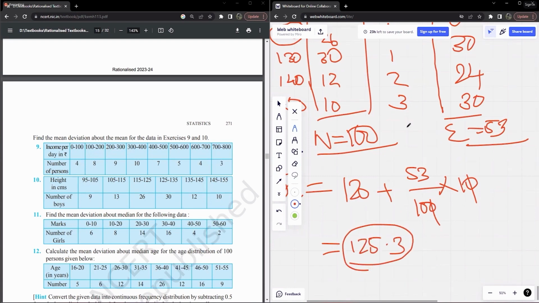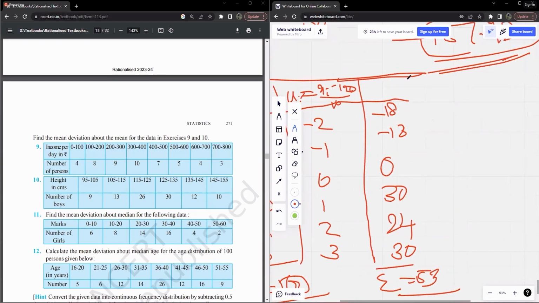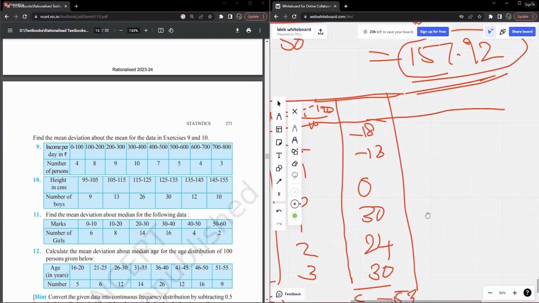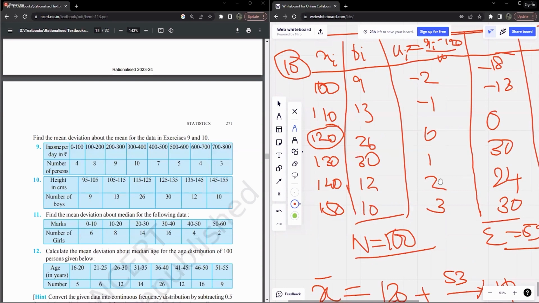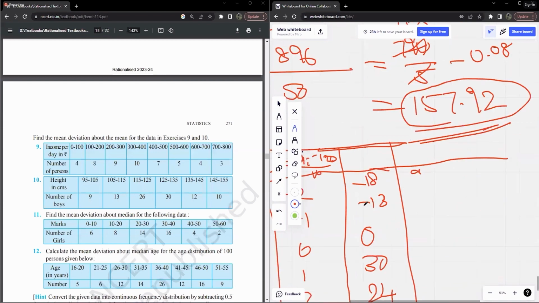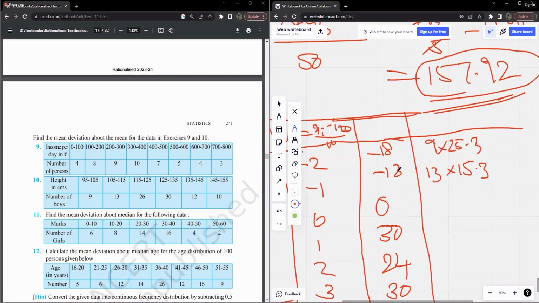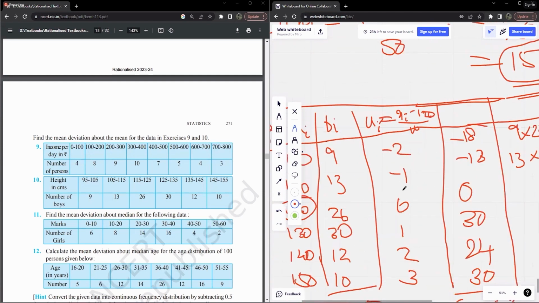That's it. So since we have found the mean, we basically have the final column to fill, that's fi times mod of xi minus x bar, right? Since this is 125.3, and up till 120, we can just basically blindly put the values, right? It's 9 into 25.3. Then you have 13 into 15.3. Then you have 26 times 5.3. After this is where it gets a little bit trickier.